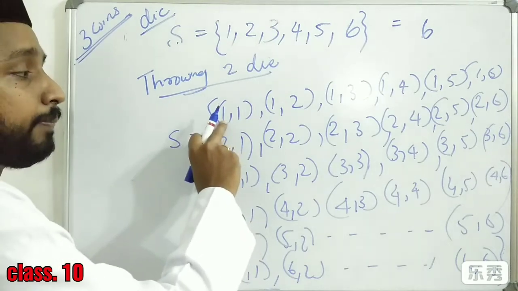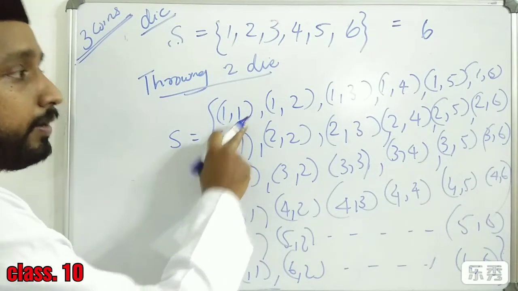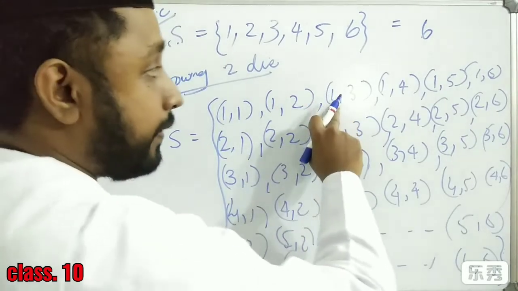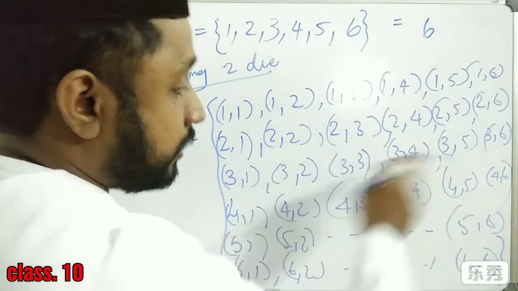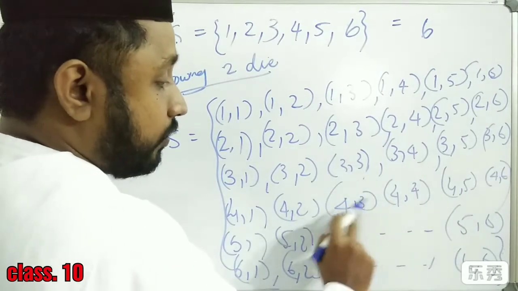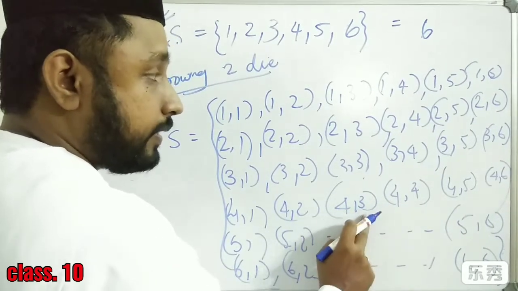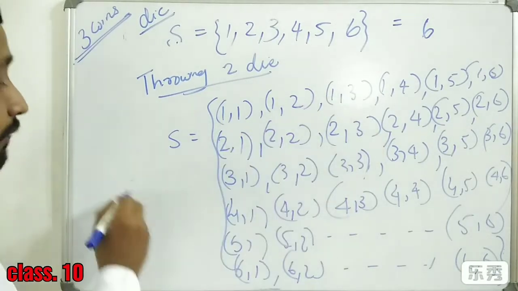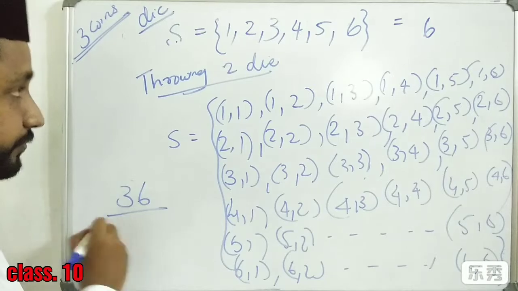First die 1 appears, second die also 1 appears. Here first die 1 appears, second die 2 appears. First die 1, second die 3, like that. Here both dice are 3,3. Here 4,3: first die 4, second die 3. So these are the possible outcomes. The total number of outcomes is 36.